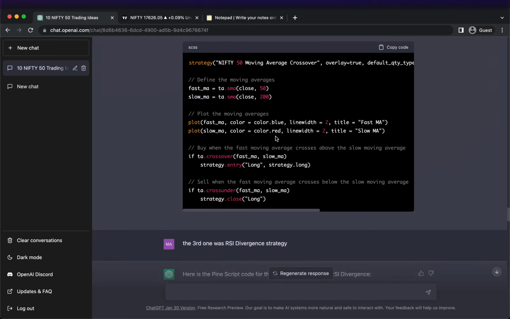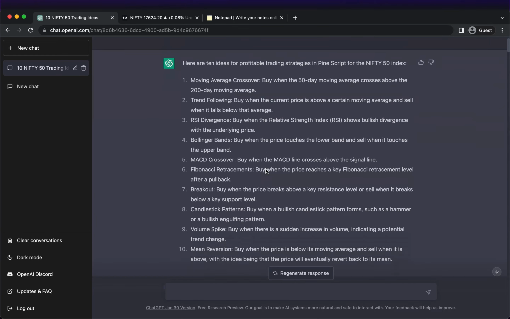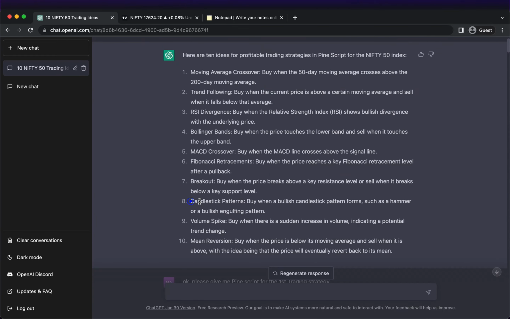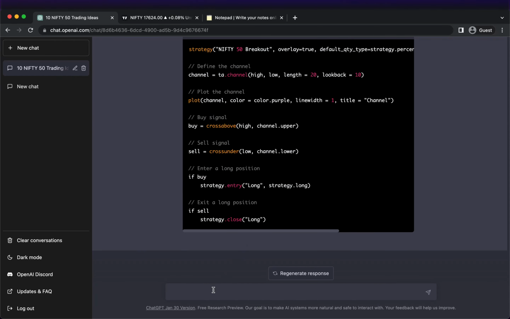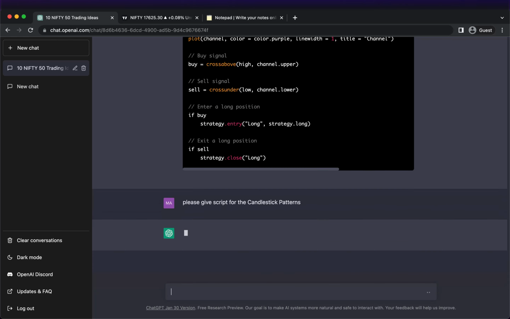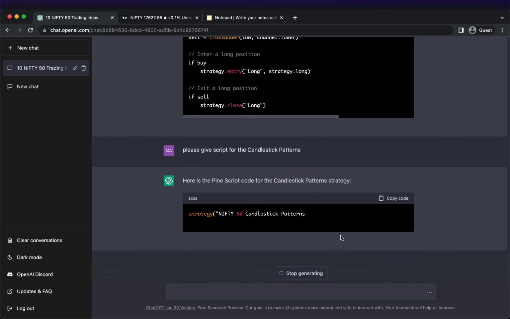Okay, now let's go to the next one. The next one was Candlestick Patterns. That could be quite a tricky one, but let's try. Let's ask ChatGPT to create candlestick patterns. There are multiple candlestick patterns. I'm not sure which one ChatGPT will give us, but we will try. At least I will show you the way it's working, right?